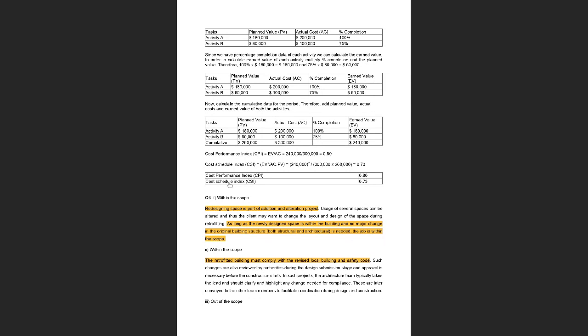That means we are spending, sorry, what was I saying? Yeah. So if the schedule index is more than one, that means the project is ahead of schedule. And if the cost performance index is more than one, that means we are spending less, so we are under budget. So in this scenario, we are over budget and behind schedule. Yes, that's right. So this is what we can infer from the numbers here.